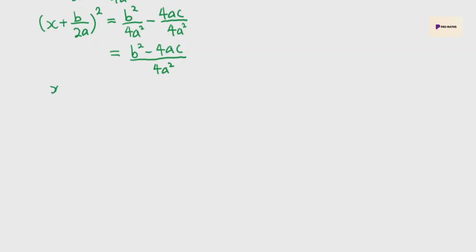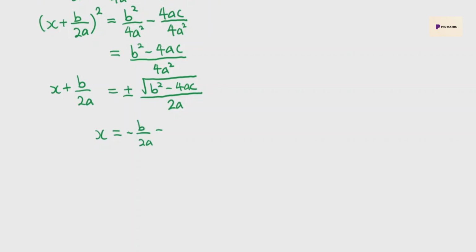We're going to square root both sides, and we're another step closer to getting x on its own. And when we square root both sides of an equation, we put plus minus. So the square root of the numerator is simply square root of b squared take 4ac. The square root of the denominator is 2a. And that's where our 2a comes from. And now all we do is subtract b on 2a from both sides.